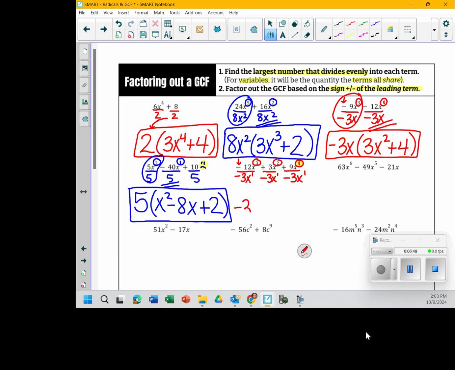Again, don't lose the GCF. Negative 3x is the GCF, greatest common factor, the greatest thing it can divide by. Negative 12 divided by negative 3 is 4. Now I'll have x squared left. 3 divided by negative 3 is negative 1. So if you want to put negative 1x, you can. If you prefer to just write minus x, that is fine as well. 9 divided by negative 3 is negative 3.